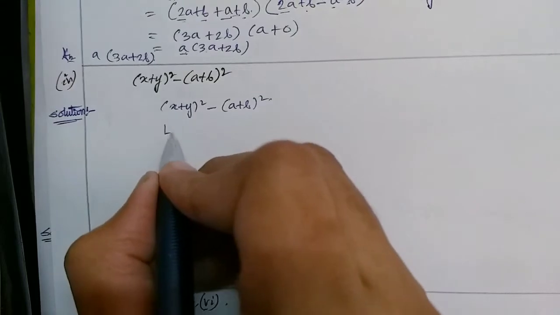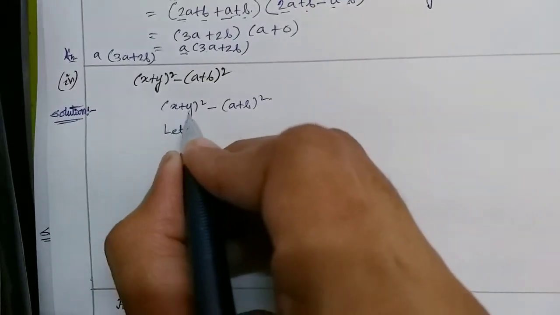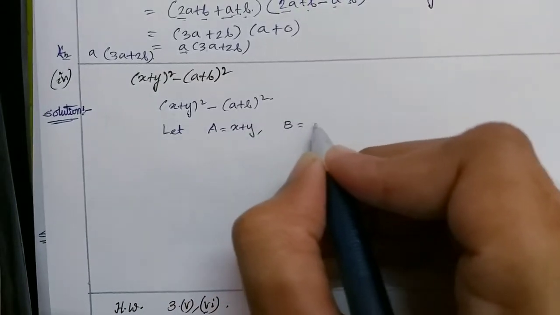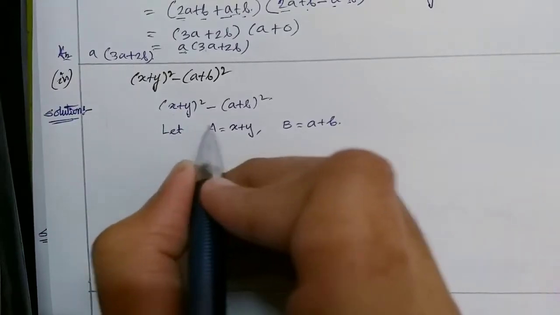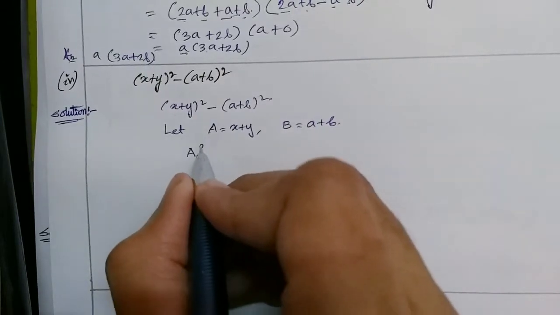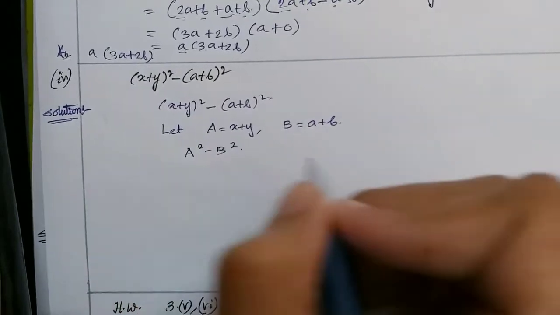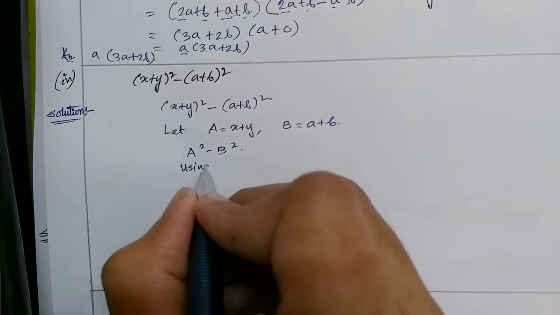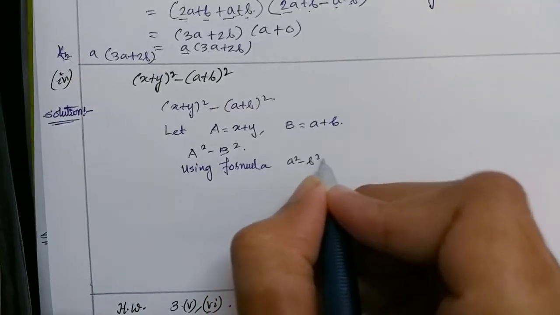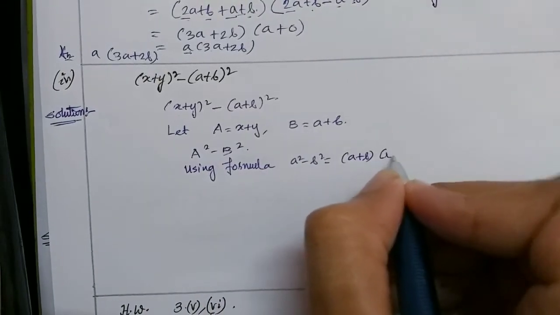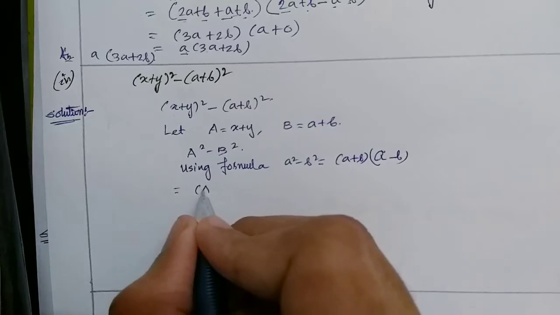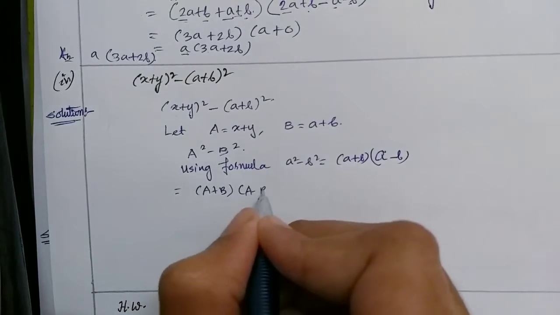Now, like we did for the last sum, we are going to consider x + y to be capital A and this a + b to be capital B. So according to our consideration, this given expression becomes capital A square minus capital B square. Using the formula a square minus b square is equal to (a + b) into (a - b), we can write this as (A + B) into (A - B) also.